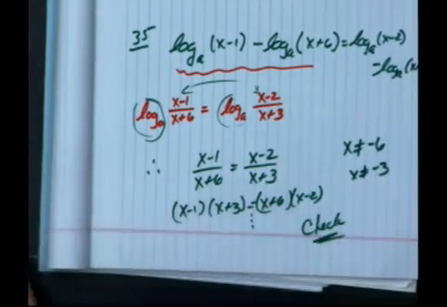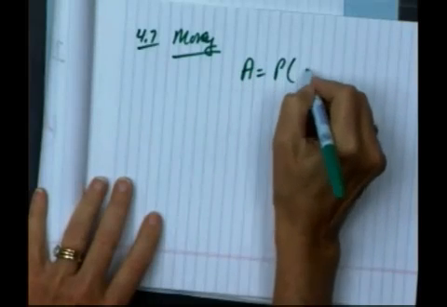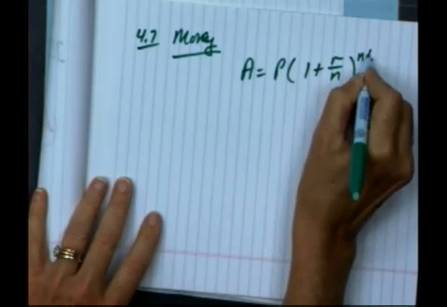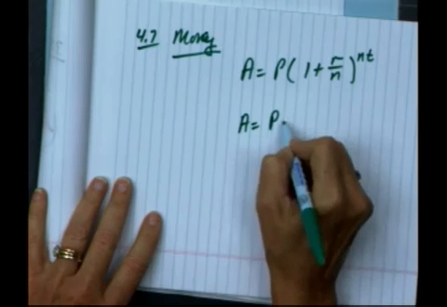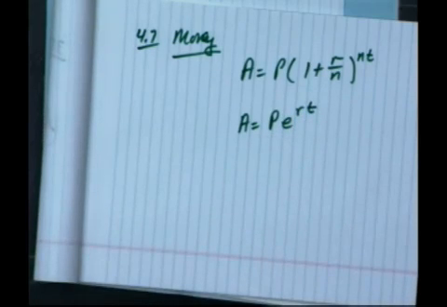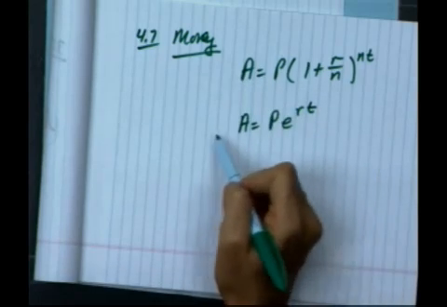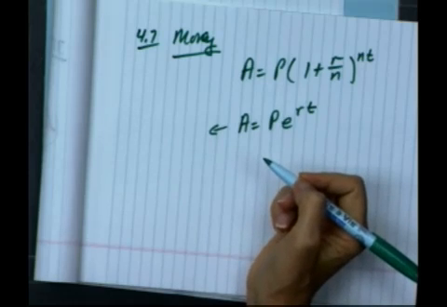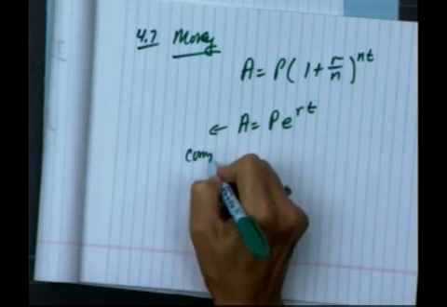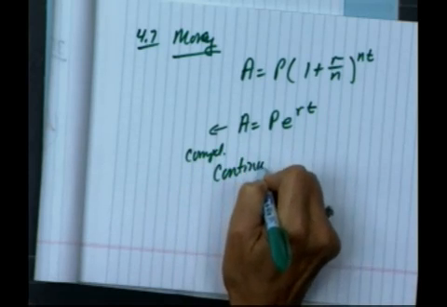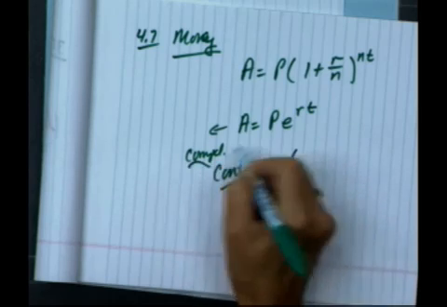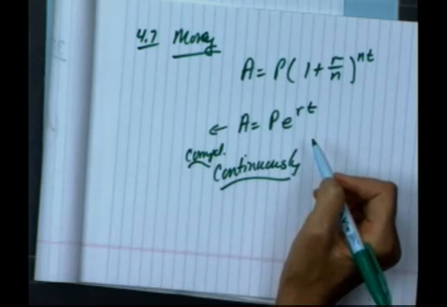Now we're going to go to section 4.7. 4.7 is money, money, money. You had two formulas in 4.7. You had A equals P times 1 plus r over n to the nt. And you had A equals Pe to the rt. All right. When are you going to use the Pe^rt formula? What will the problem have to say to you? Compounded continuously. If it says compounded continuously, you can go directly to Pe^rt and get your problem done.